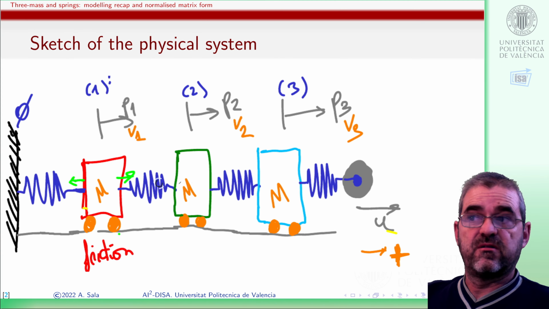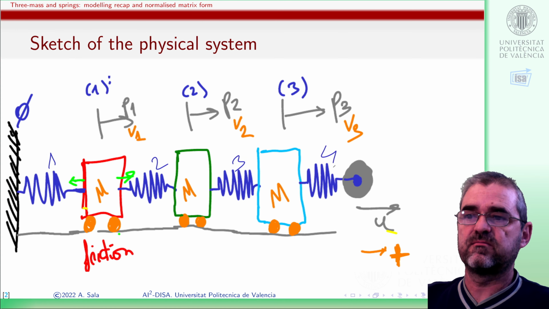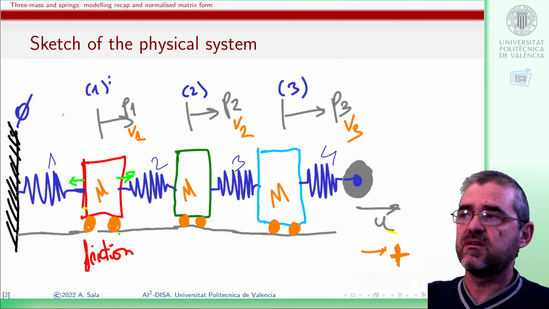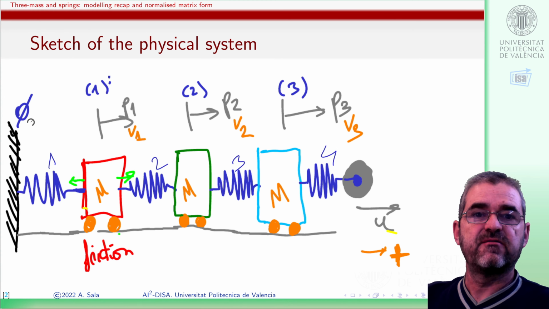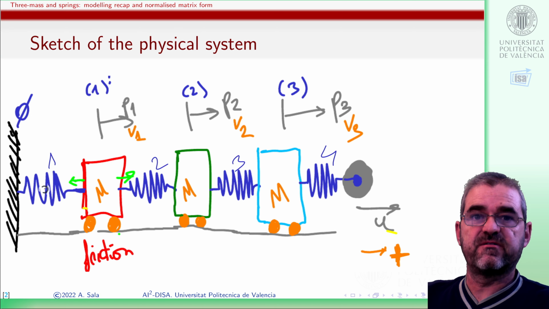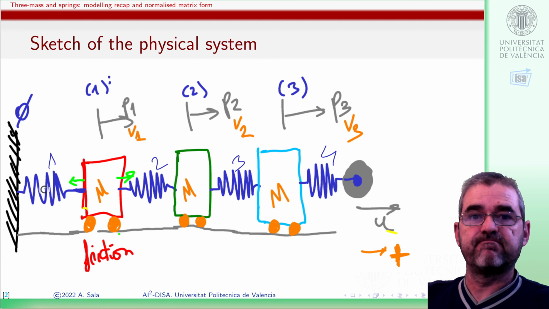So we have 3 masses, 4 springs, 1, 2, 3, 4. We have some friction in the wheels, and the origin is the black fixed wall at the left of this sketch. Positive will be movement in the right-hand side direction.